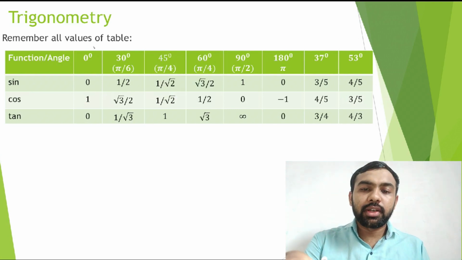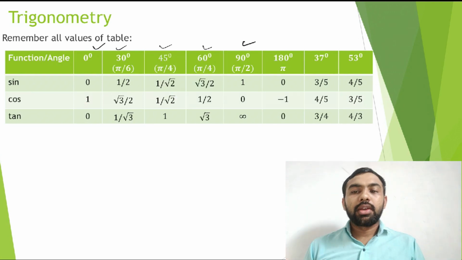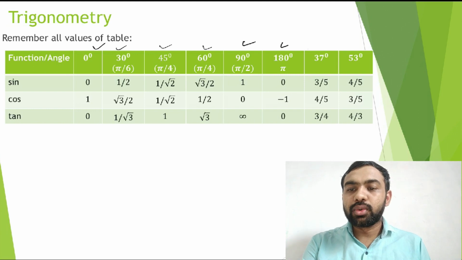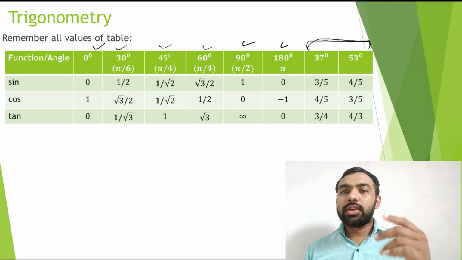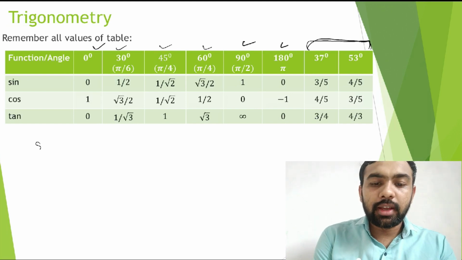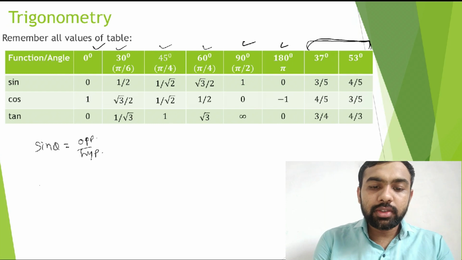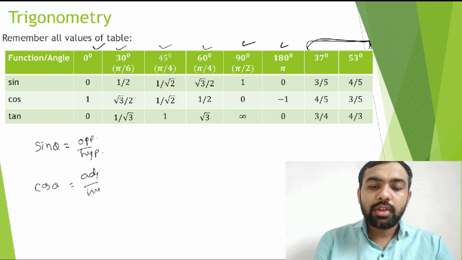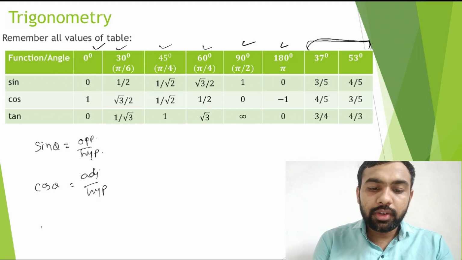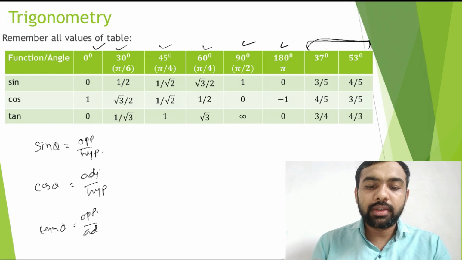These values are well known, for 30, 45 and 60. But 37 and 53 are completely new for all of you. So how to remember this? What is sine theta? Sine theta is equal to opposite upon hypotenuse. Similarly, what is cos theta? Cos theta is equal to adjacent upon hypotenuse. And what is tan theta? Tan theta is equal to opposite upon adjacent.